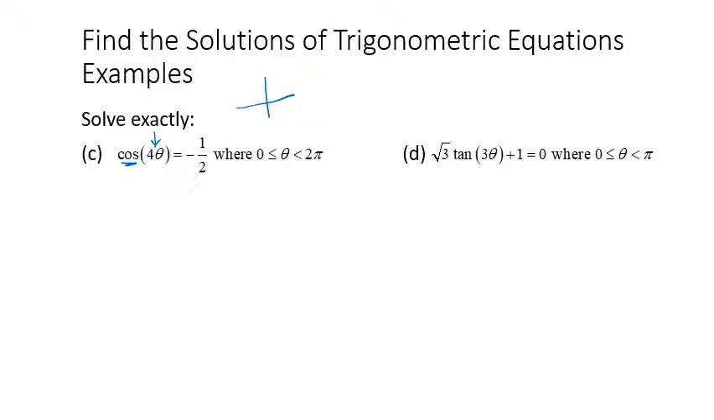Well, that's going to happen. Cosine deals with the x values, so that's going to happen here and here. The reference angle that gives us 1/2 is pi over 3. So it'll be pi minus pi over 3, which puts me at 2 pi over 3, plus that 2 pi k. And then again at pi plus pi over 3, which is going to be 4 pi over 3, plus 2 pi k.